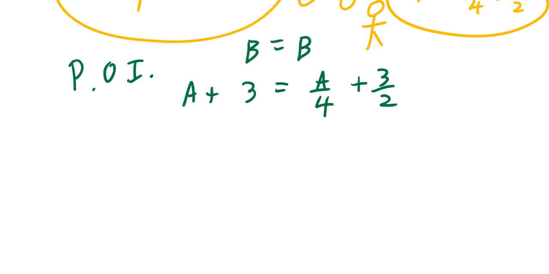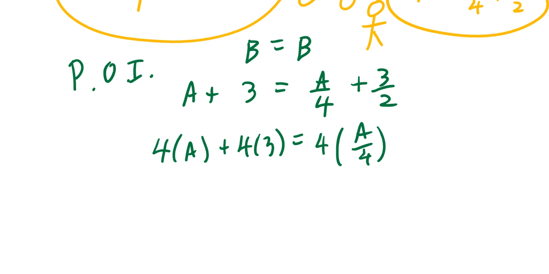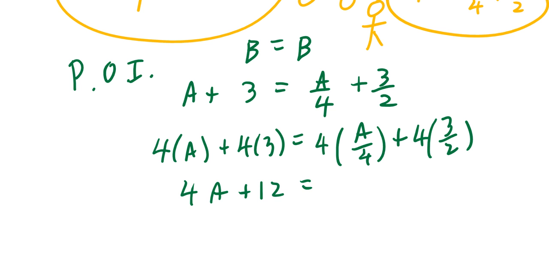Now to solve for a, the opposite of dividing by 4 is to multiply everything by 4. So look what happens. I multiply the left-hand side by 4, I multiply the right-hand side by 4. And this will give me 4a plus 12, which equals a plus 4 divided by 2, which is 2, times 3, which is going to be 6.